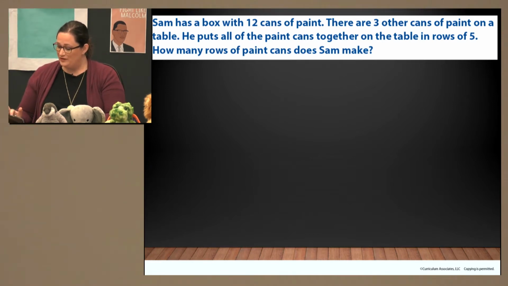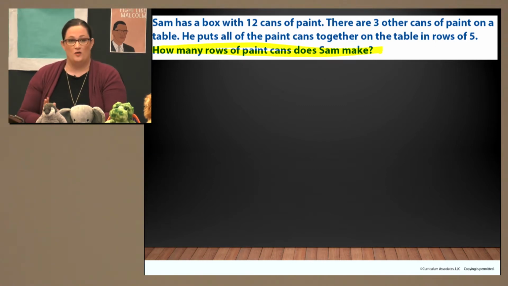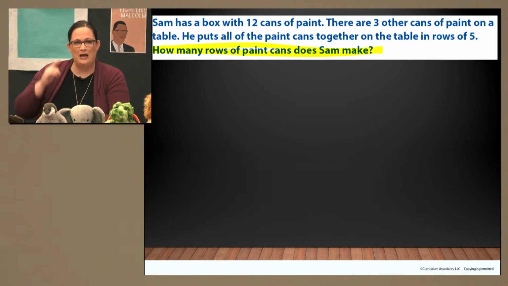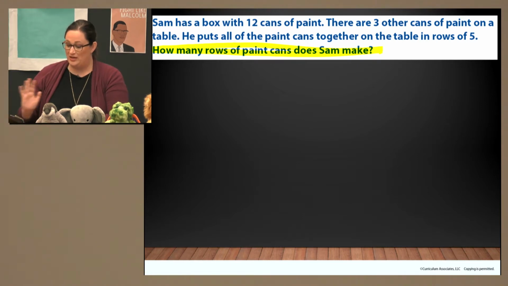Right, we're trying to figure out exactly how many rows Sam makes. Okay, let's go through and find the information we can use. And in the back of your head, remember, I said it's a 2-step problem. So we're looking to figure out what 2 steps you might have to do. All right, let's read and find the important information we can use.